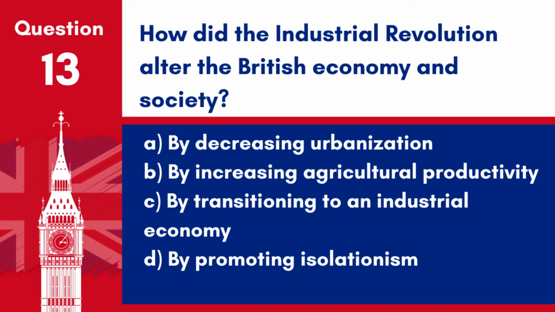Question 13. How did the Industrial Revolution alter the British economy and society? A. By decreasing urbanization. B. By increasing agricultural productivity. C. By transitioning to an industrial economy. D. By promoting isolationism. Answer: C. By transitioning to an industrial economy. The Industrial Revolution marked the shift from agricultural-based economy to an industrial-based economy, radically altering British society.